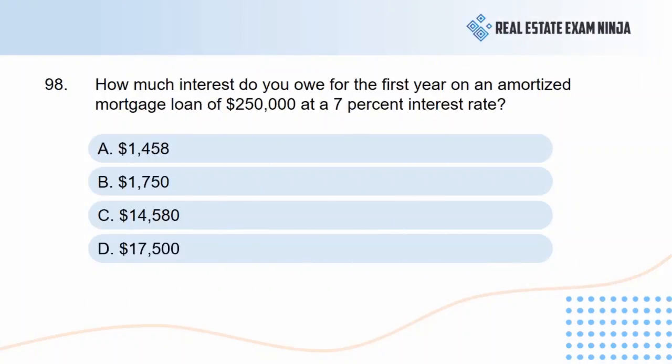Number 98. How much interest do you owe for the first year on an amortized mortgage loan of $250,000 at a 7% interest rate? A. $1,458. B. $1,750. C. $14,580. D. $17,500.